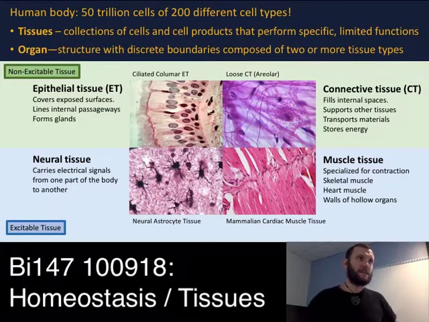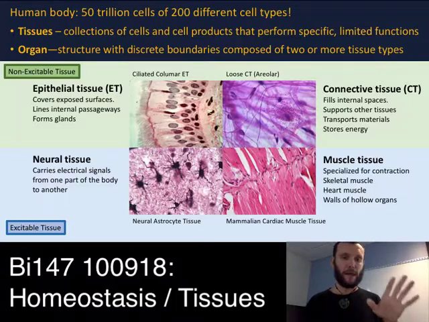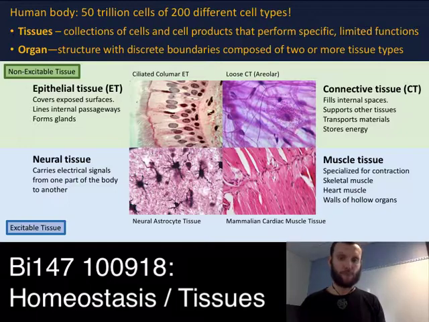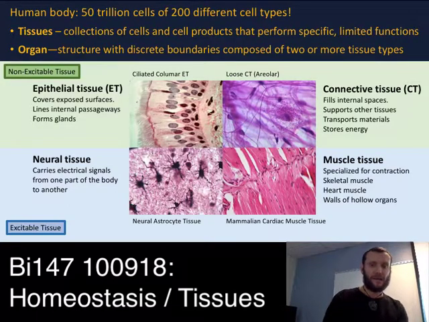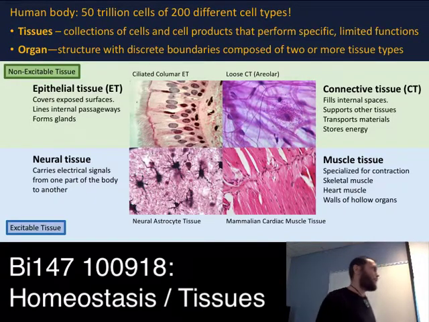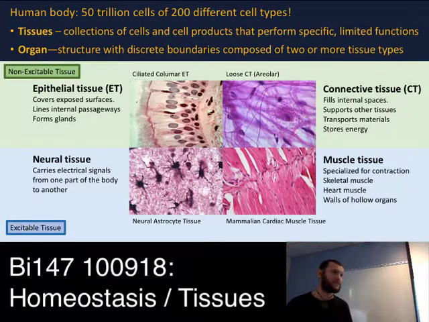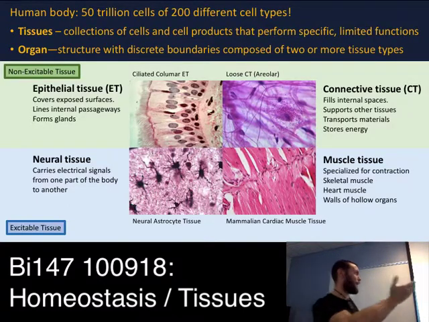The cavity inside your abdomen, all lined with epithelium. It makes glands and covers any exposed surface or internal passageway. Next is connective tissue. So the name is pretty descriptive. It's going to fill internal spaces, but there are a few other categories.